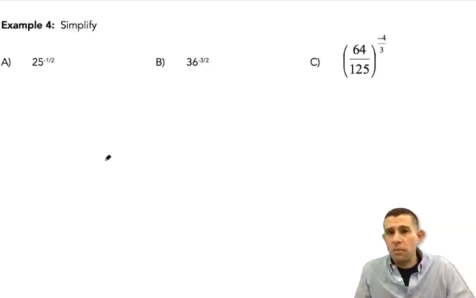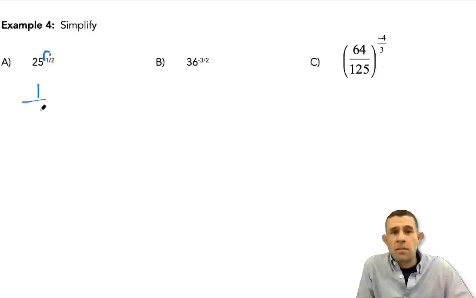Now there are a few more examples we want to go through with you. So let's start off by simplifying 25 to the negative 1/2. Again, let's handle the negative piece first. That means it's going to be 1 over 25 to the 1/2, which is 1 over 5.